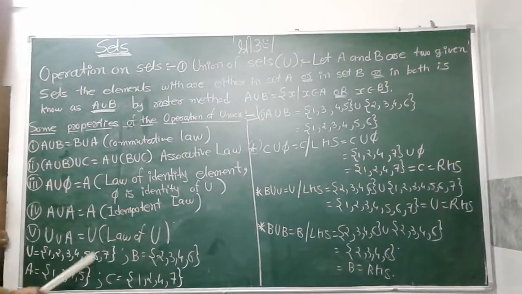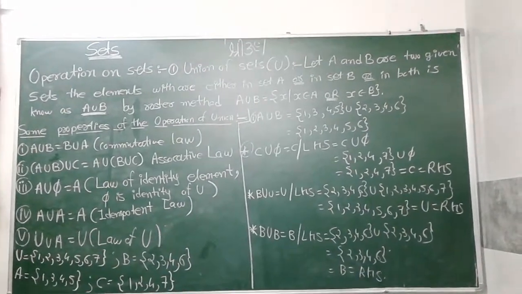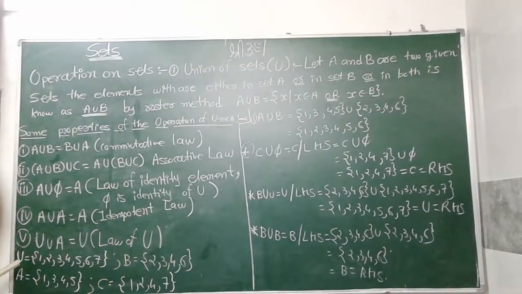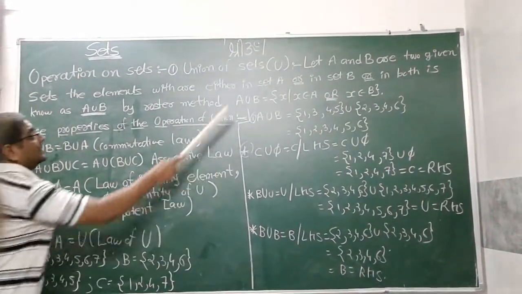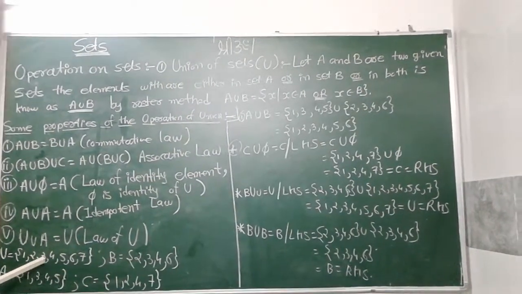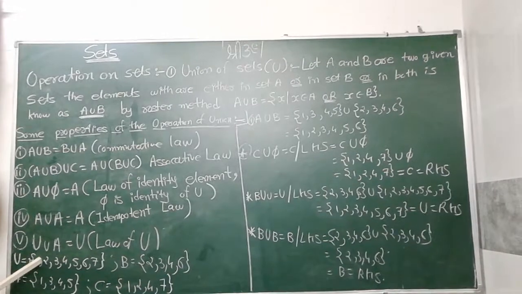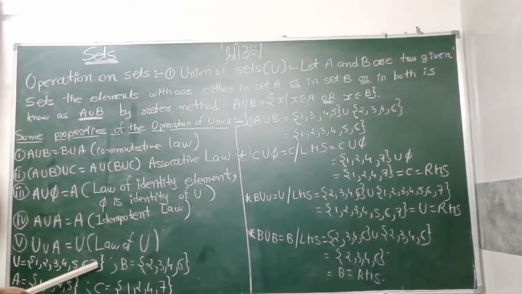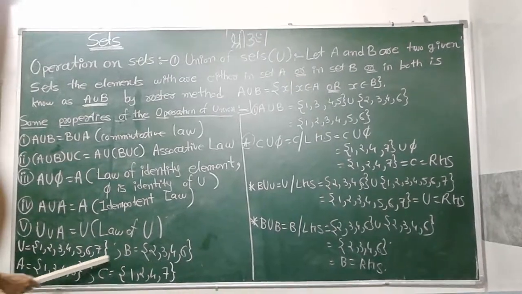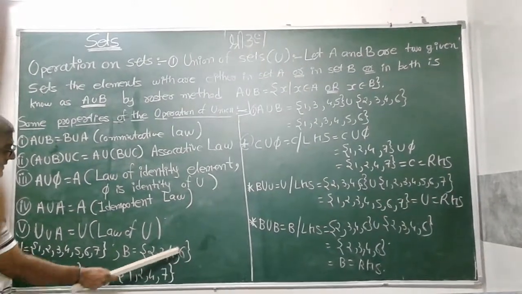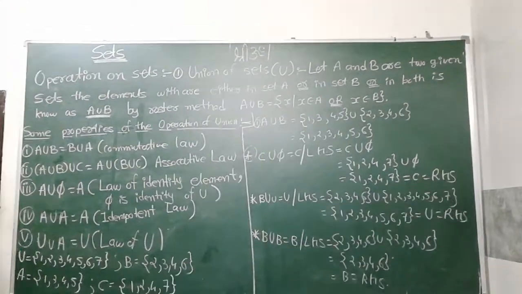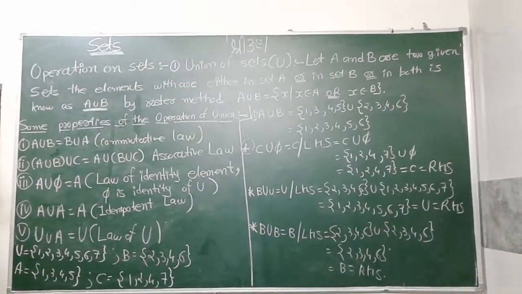Now here we are taking three sets, A, B, C, and U is known as the universal set. See, don't confuse between the universal set and the sign U. So the universal set is equal to {1, 2, 3, 4, 5, 6, 7}. Set A is equal to {1, 3, 4, 5}. B is equal to {2, 3, 4, 6}. C is equal to {1, 2, 4, 7}. So we saw that, that is known as the closure property.